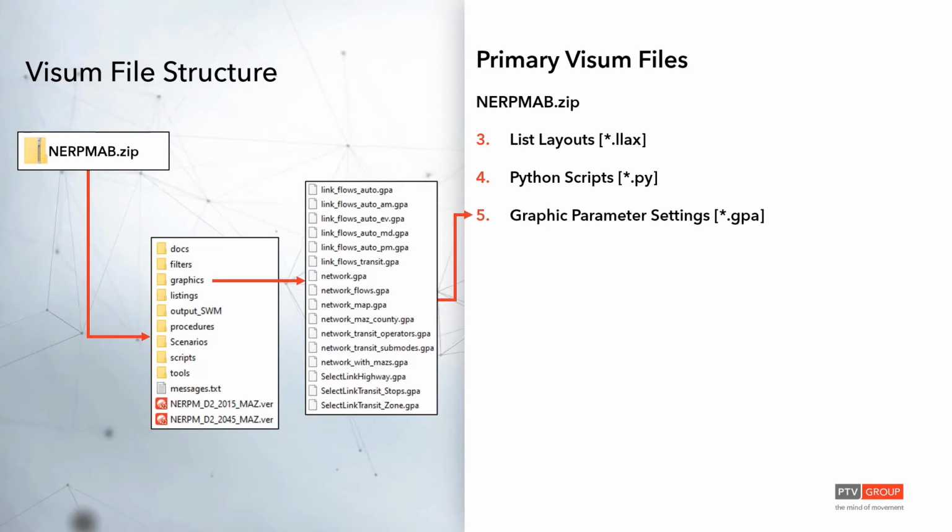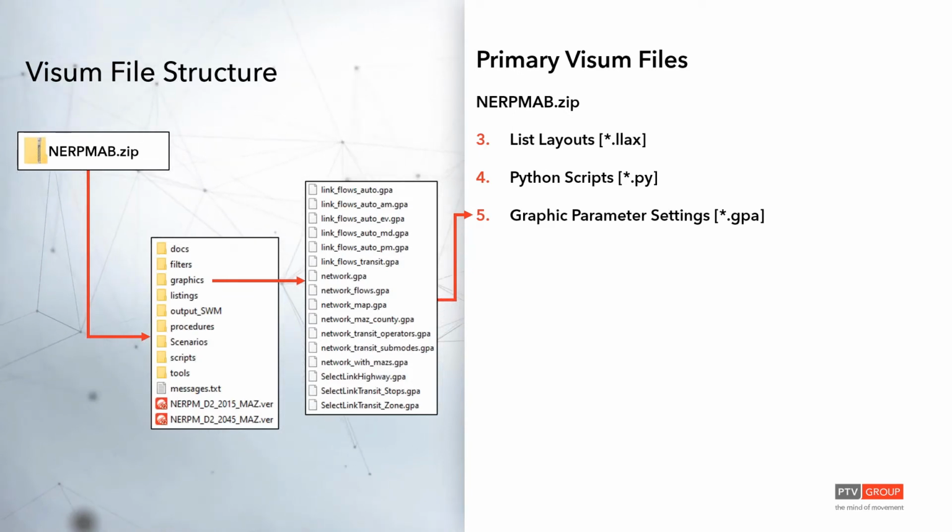Okay, so the next set of files are the graphic parameter settings files, and these go by the extension .gpa, and you'll find these files in the graphics subdirectory. These are similar to list layouts in terms of functionality. List layouts store settings or schema for list data or tabular data, and graphic parameter settings are more to save visual settings.